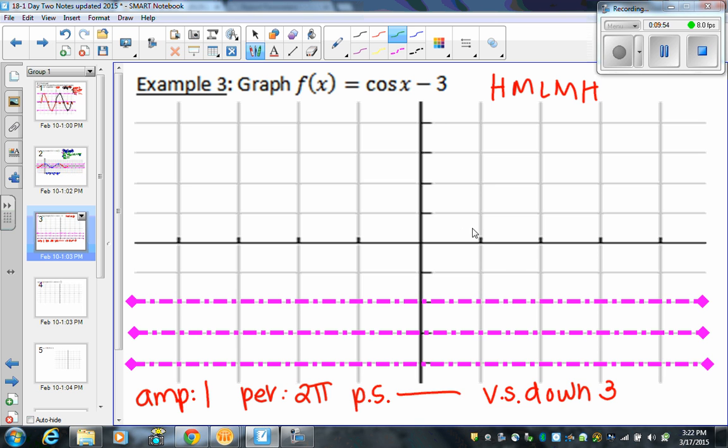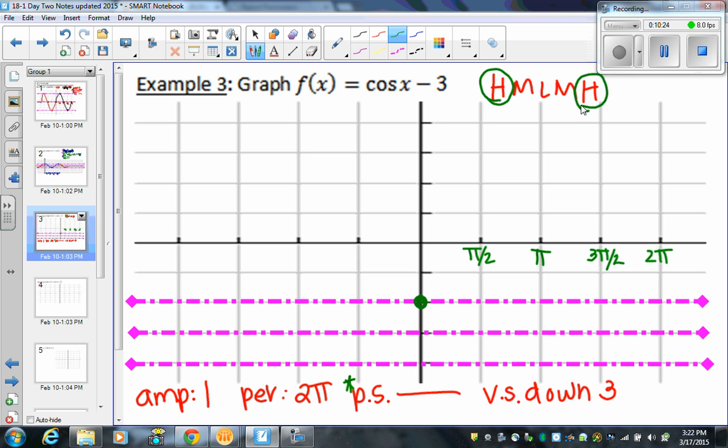So let's go ahead and identify our x scale. I always want you to write the x scale. Pi over 2, pi, 3 pi over 2, 2 pi. Alright, so we're going to start with our first point being a high. Since there's no phase shift, that means I start when x is 0. X is 0 is here on the y-axis. I've got to start high.